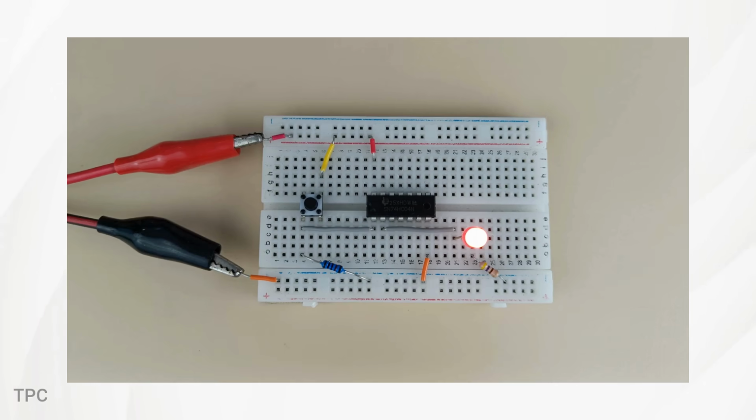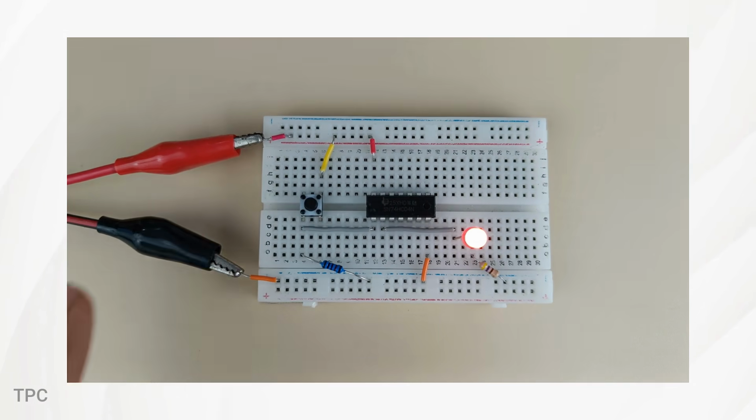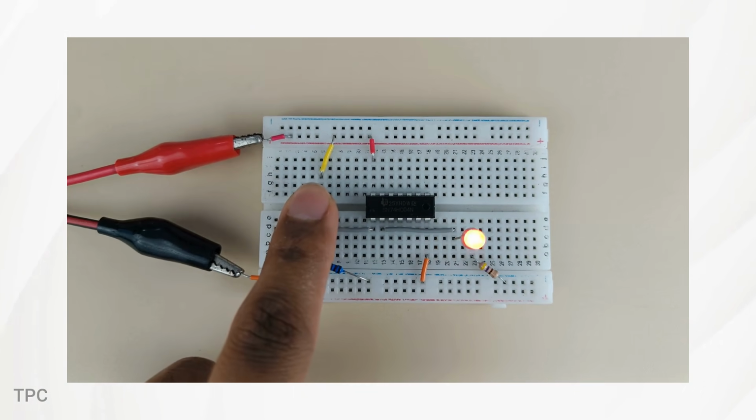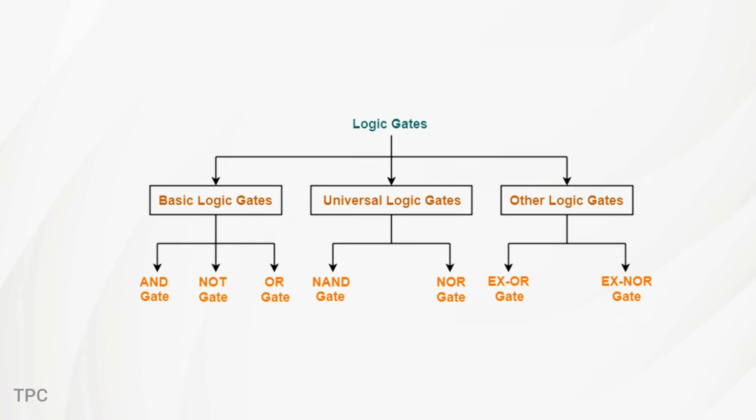And then there's the NOT gate, also called an inverter, which simply reverses the input. If the input is on, the output becomes off, and if the input is off, the output becomes on. There are other logic gates as well, like XOR and NOR, but these 3 form the basic building blocks.